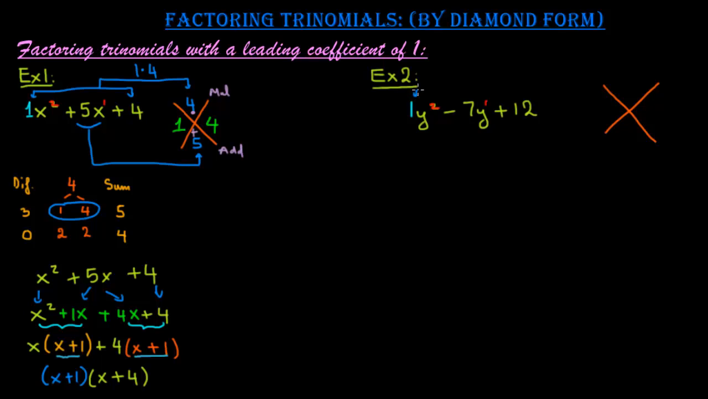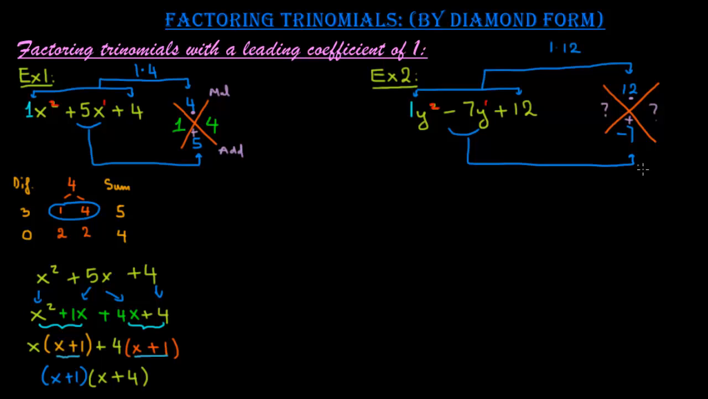We take the first number, multiply it with the last one, and put the result on the top of the diamond form. So 1 times positive 12 gives me positive 12. The middle number is negative 7, so I will put negative 7 at the bottom of the diamond form. We are looking for a pair that multiplies to give 12 and adds to give negative 7.